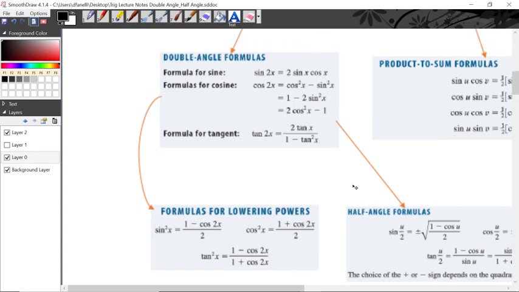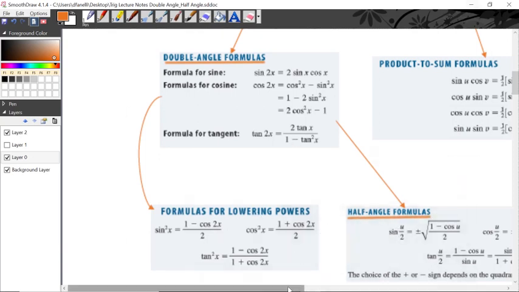Now, our objectives for today are based around us knowing these double angle formulas, making sure that we know them, that we prove them, and that we can use them as well. We want to know those, and we want to know these half angle formulas down here.